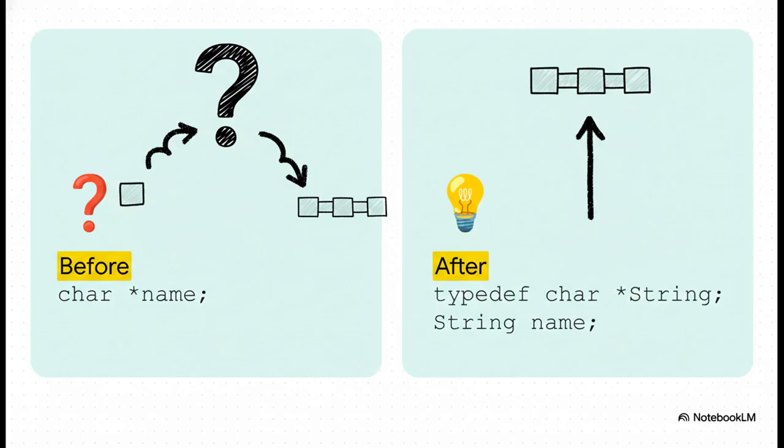A char star, well, it could be a pointer to a single character, or it could be a whole string of them. By creating an alias called string, you're telling everyone who reads your code exactly what you mean. String name leaves absolutely no room for doubt.